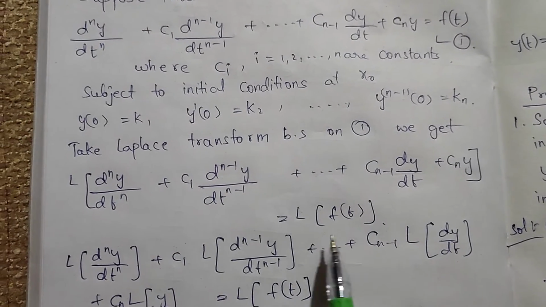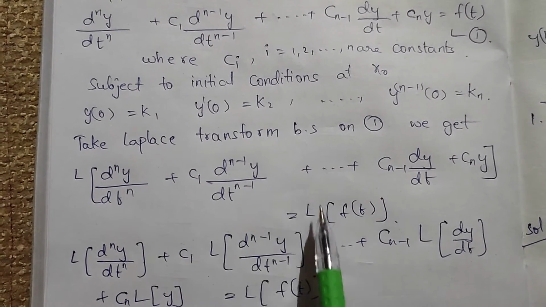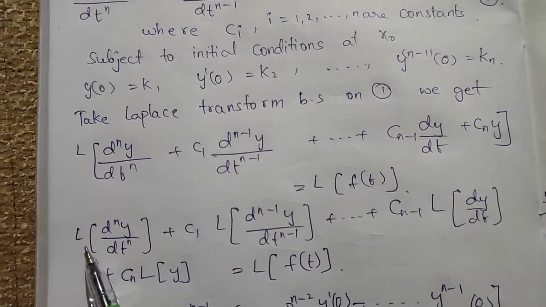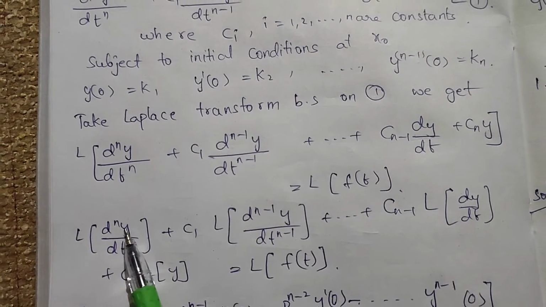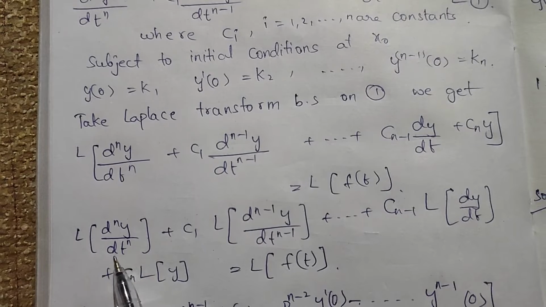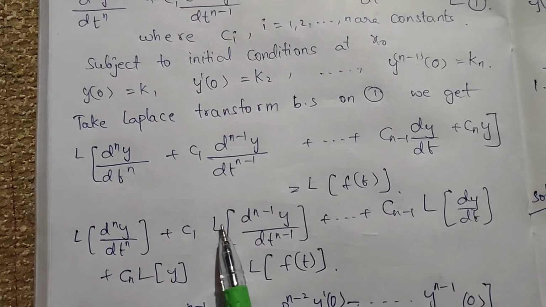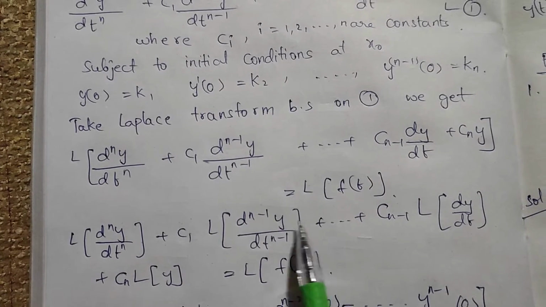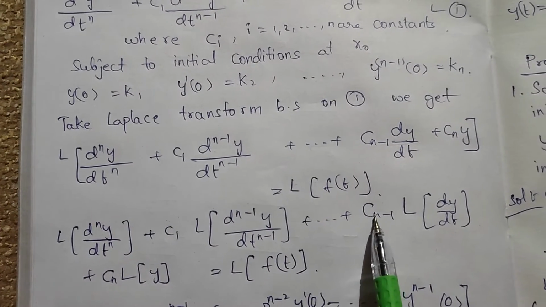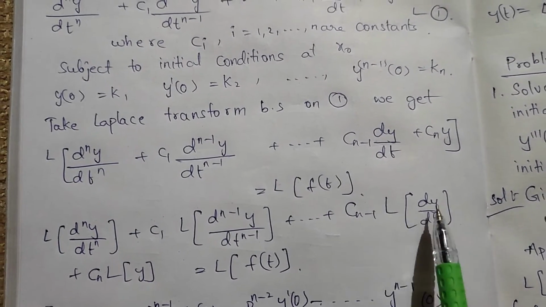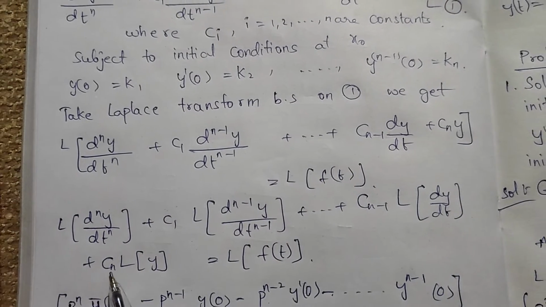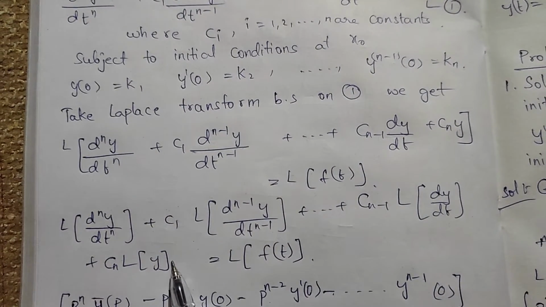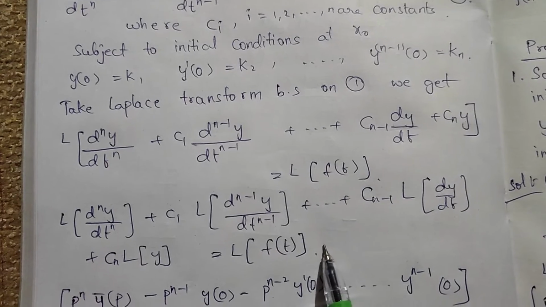which is equal to Laplace transform of f of t. So now individually if we take Laplace transform, we'll be getting Laplace transform of d power n y divided by dt power n plus c1 into Laplace transform of d power (n-1) y divided by dt power (n-1) plus so on till c(n-1) into Laplace transform of dy by dt plus cn into Laplace transform of y, which is equal to Laplace transform of f of t.